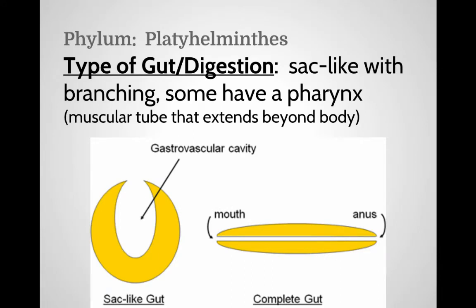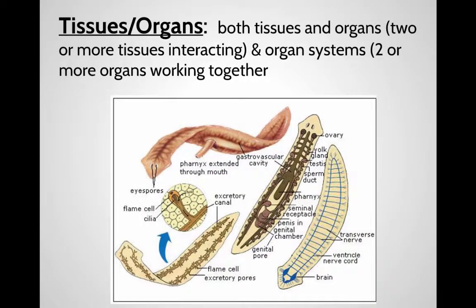In terms of the type of gut and digestion, we still have the sac-like gut, the primitive gut, with branches, and some of them are going to have a pharynx, a muscular tube that'll extend from the body. So while we haven't yet quite evolved a complete gut in the organisms we're studying, we do have a digestive cavity, which is more like a sac. In terms of organs, they have both tissues and organs, which are two or more tissues interacting, and organ systems, which are two or more organs that are working together.